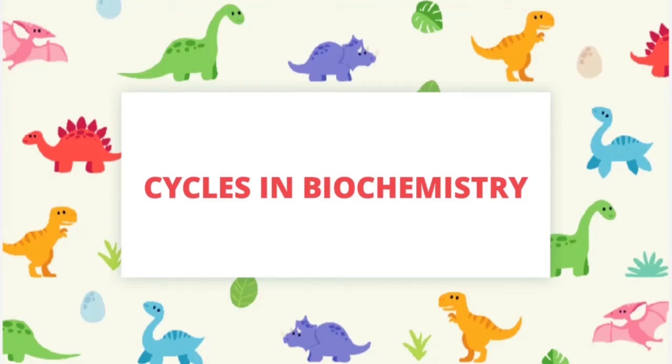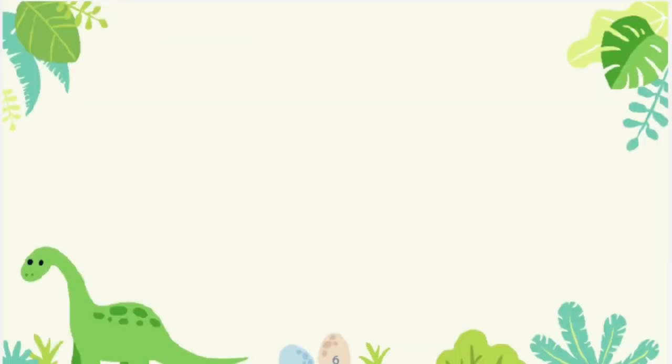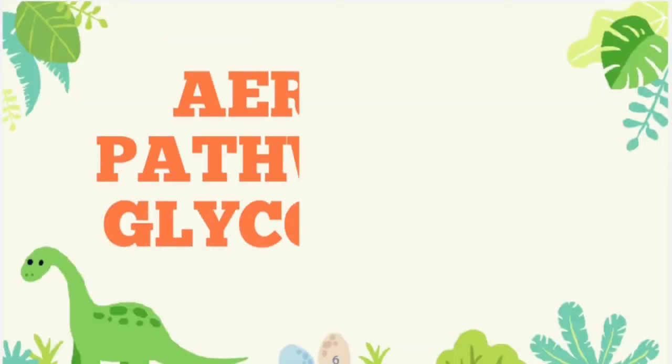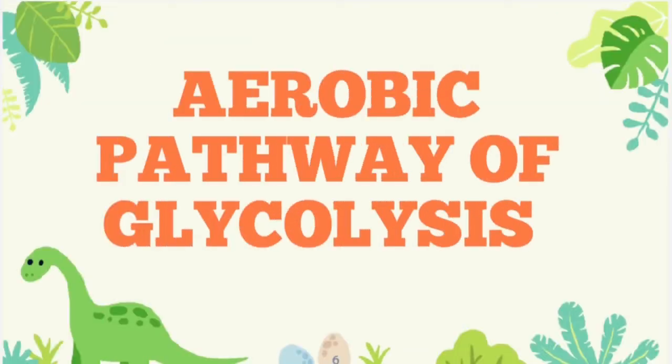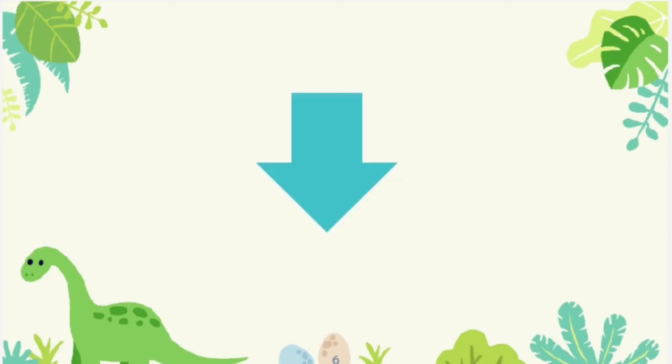Hello, so cycles in biochemistry are always found to be a nightmare, so don't worry. We are doing 8 cycles. Today I'm going to do the aerobic pathway of glycolysis. There is also an anaerobic pathway, but now we are discussing the aerobic pathway of glycolysis.